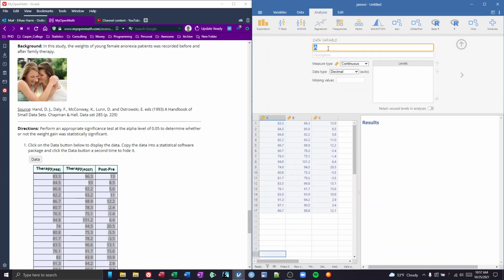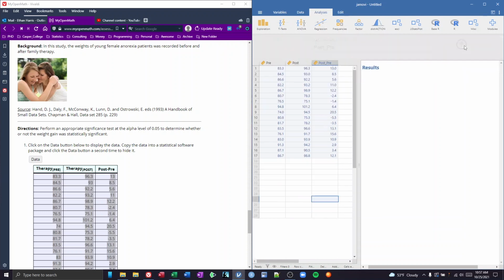So A, we're going to say pre. B is going to be post. And then C, we're going to have it be called post minus pre. All right, so what we are looking at is we're taking these anorexia patients and weighing them before their therapy, we weigh them after their therapy, and then this post minus pre is just saying what was the weight difference between the pre and post. Okay, so let's go ahead and take a look at this now.